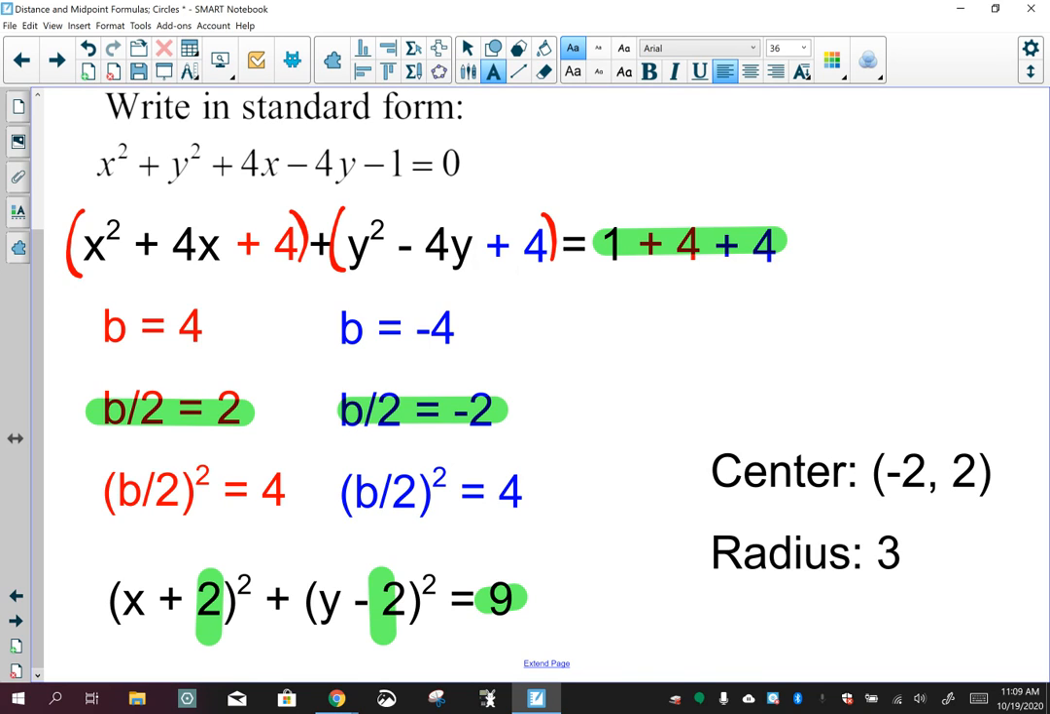We're all human. So make sure basically whatever's right here, this is your center. That b divided by 2 will be your center. And then the square root of whatever this is combined will be your radius. So let's try it again.